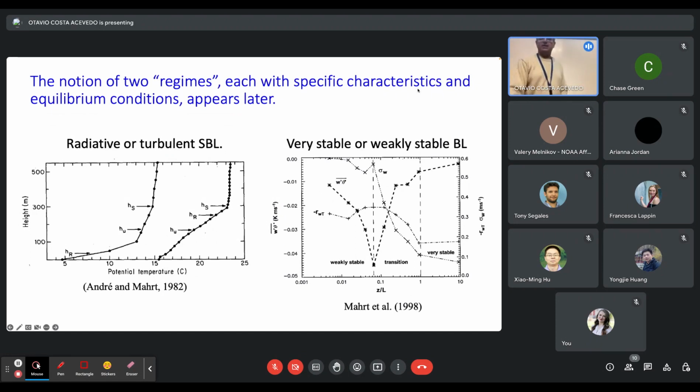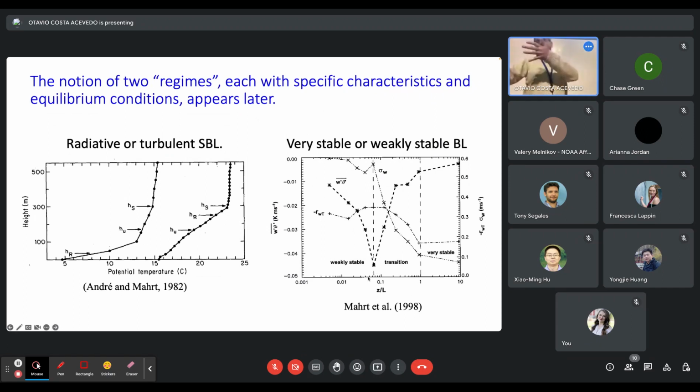More recently, the idea of two regimes has been established as either very stable or weakly stable boundary layer. And I think, at least as far as I know, the first time that these terms are used is in this paper by Mahrt, 1998. Back then, they were using the idea that when the heat flux increases with stability, because we're increasing the gradient, and increasing the gradient increases the heat flux, then it's the weakly stable regime.